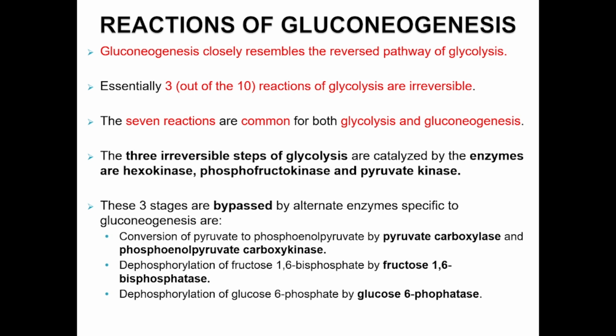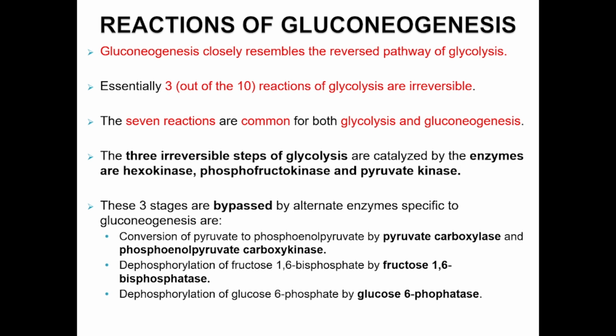So, as we said, gluconeogenesis closely resembles the reverse pathway of glycolysis. 3 out of 10 reactions of glycolysis are irreversible. The first reaction, when we convert glucose to glucose 6-phosphate, is irreversible. The third reaction, when we convert fructose 6-phosphate to fructose 1,6-bisphosphate by phosphofructokinase 1, is irreversible. And the last reaction, when we convert phosphoenolpyruvate to pyruvate by pyruvate kinase, is irreversible. Those 3 reactions, we need to find a solution to them.